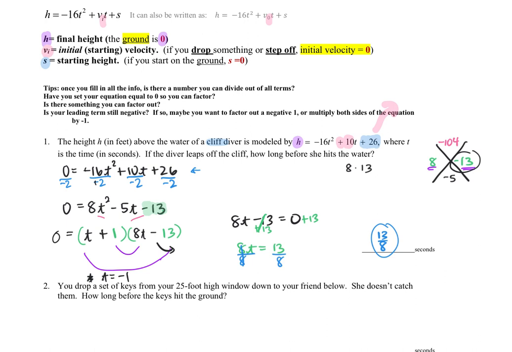You would get 1 5/8, or you would get 1.625 seconds. Either one is great. I wouldn't round it. I would leave it like that.